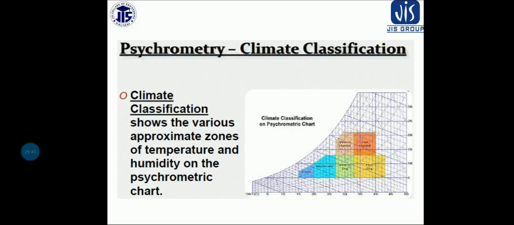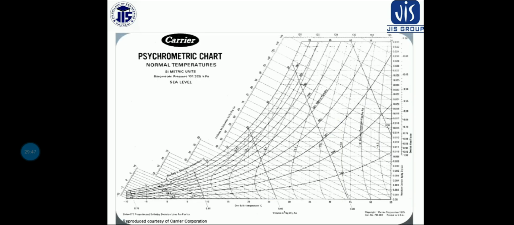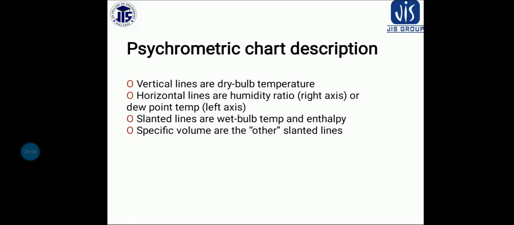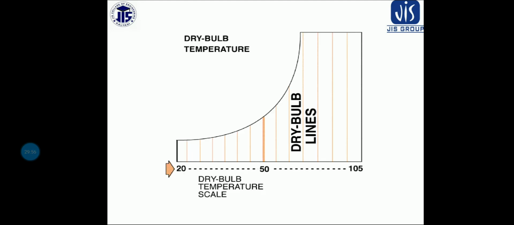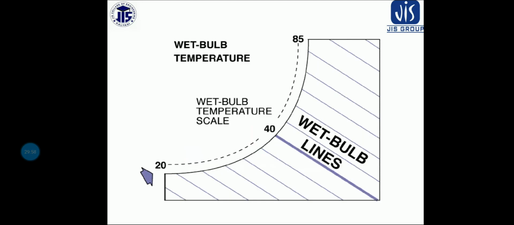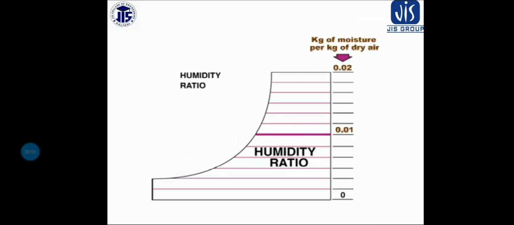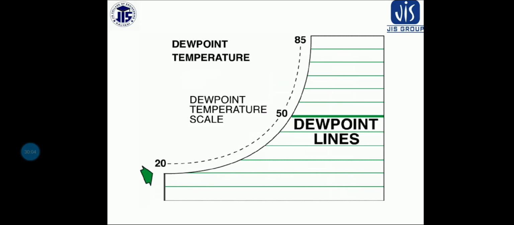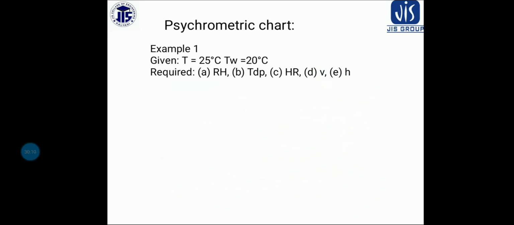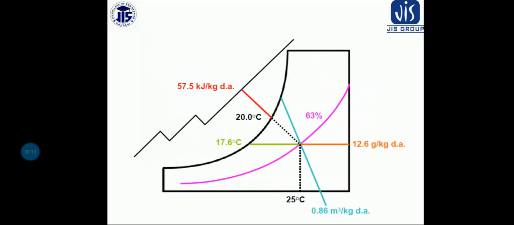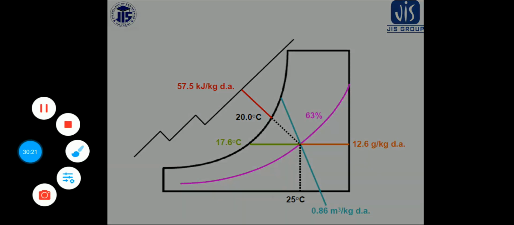Okay, so next class we will be discussing the psychrometric chart description. After that you will see the dry bulb temperature line and related things, the dew point line, specific enthalpy and volume. Some problems will be taken, and based on those problems we have to draw the psychrometric chart. So today up to this, thank you for listening. Jai Hind.